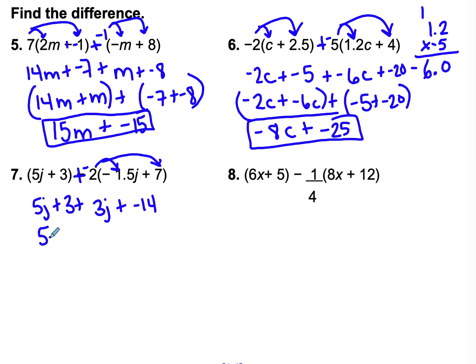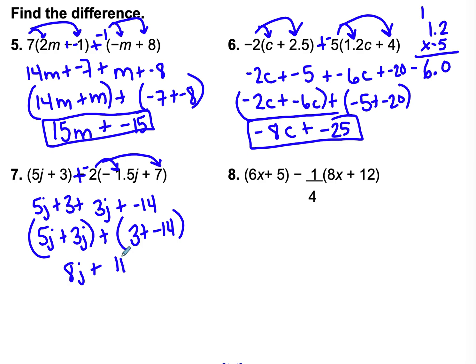Now I'm going to find and combine my like terms. 5j plus 3j plus 3 plus negative 14. 5j plus 3j is 8j. 3 plus negative 14, different signs, find the difference, is 11. More negatives here, so the answer is negative. So 8j plus negative 11.